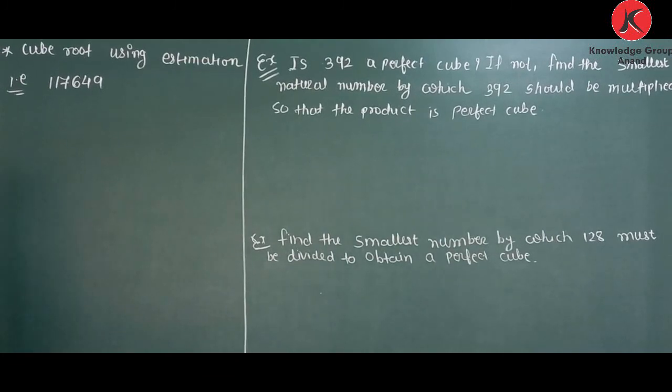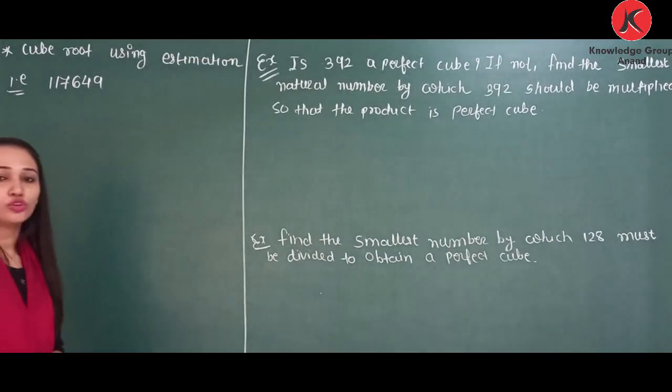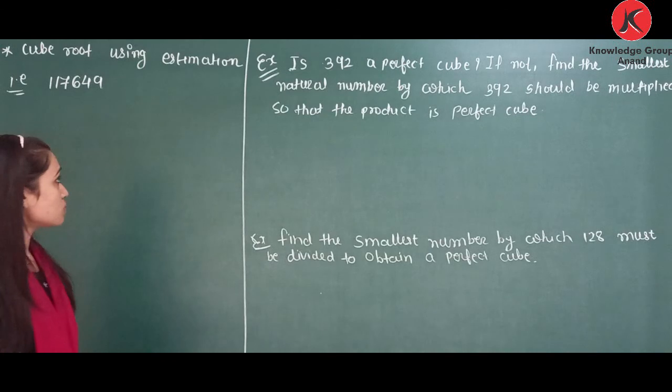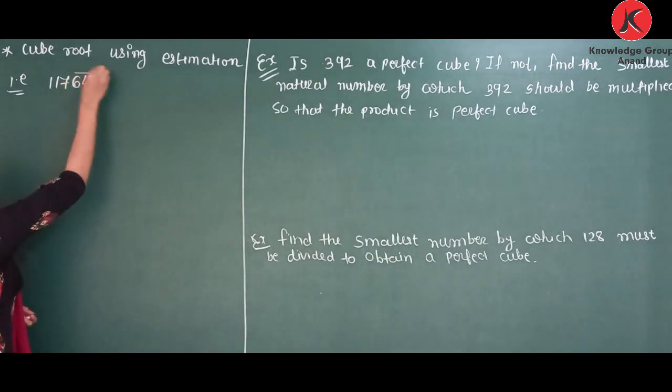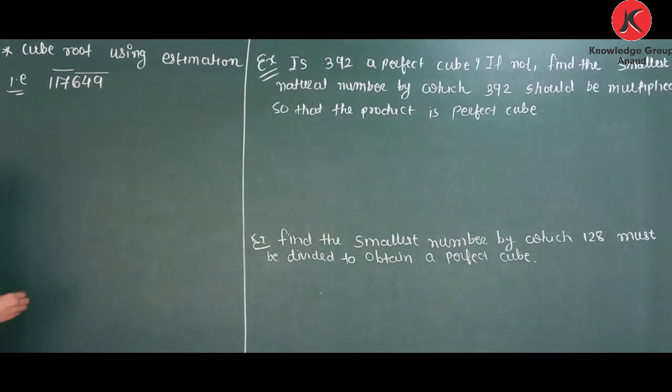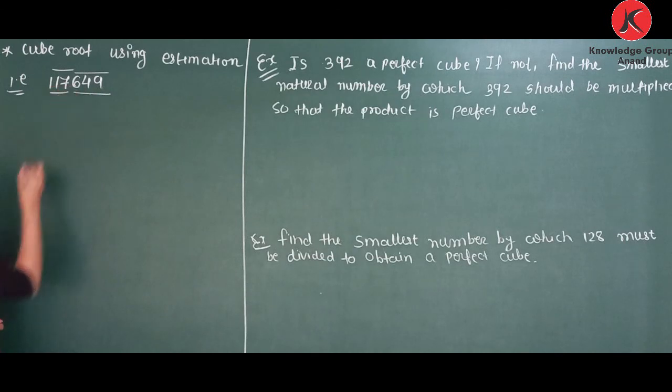So as we learned the prime factorization method to find the cube root, there is also one more method to find the cube root, that is estimation. In estimation, what you need to do, as in square and square root, we also learned how to perform the estimation. So same in cube and cube root. First of all, you need to make groups of 3 from the last digit. So this is one group and this is the second group.